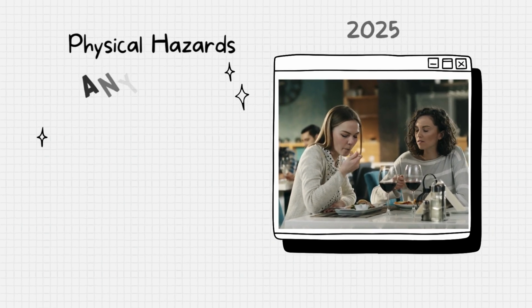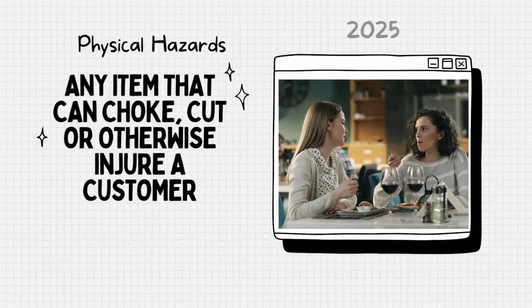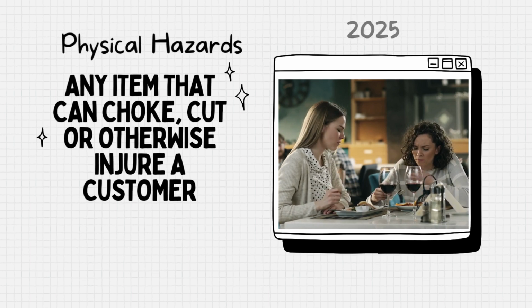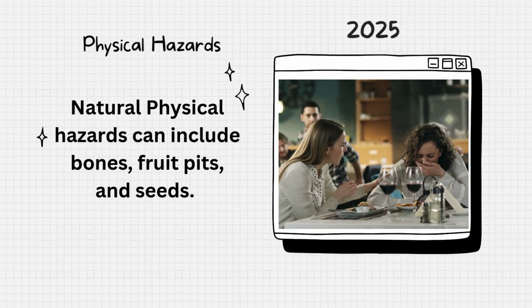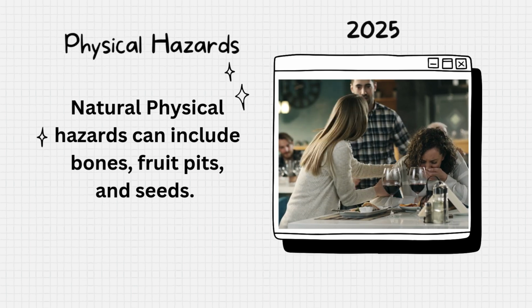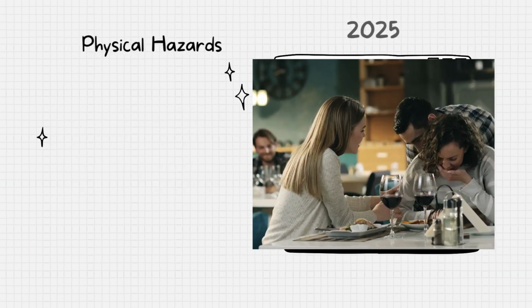First, let's define physical hazard. Physical hazard is any item that can choke, cut, or otherwise injure a customer. There are two types of physical hazard: natural, which can include bones from fish, fruit pits, and seeds like those found in apples.